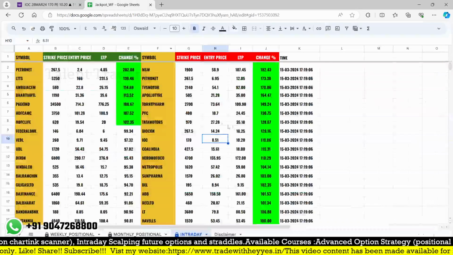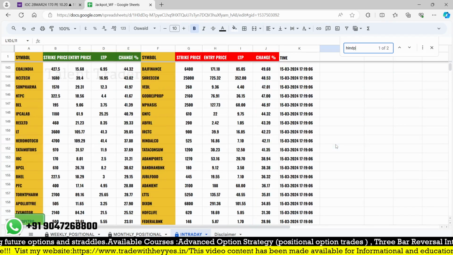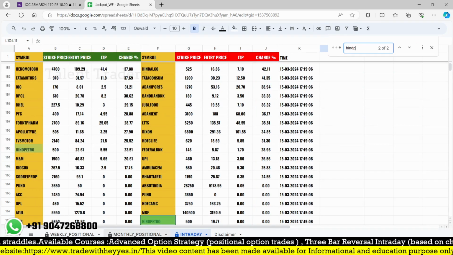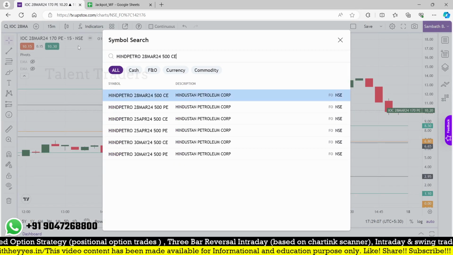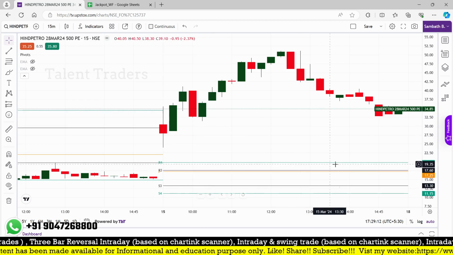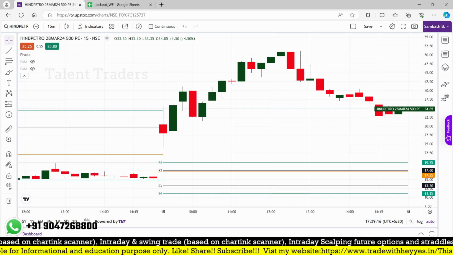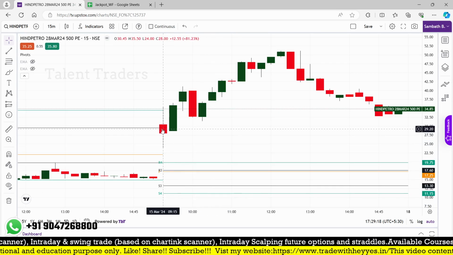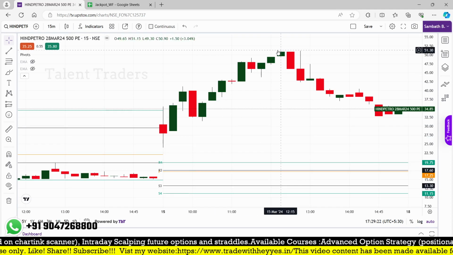Indupetro. I was seeing Indupetro, I will show you. The strike price is 500, let me check the Indupetro 500 put option. You can see the first candle started greater than our entry point. Our breakout point is 19.75, whereas it started somewhere around 29. After that, it moved to around 51.